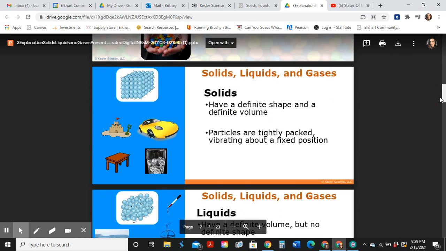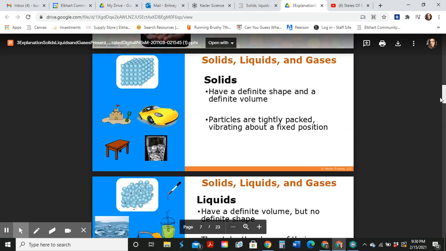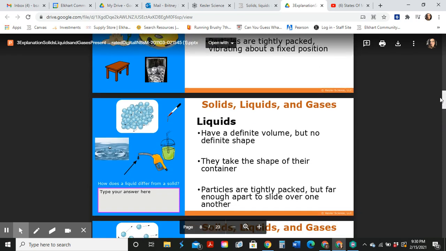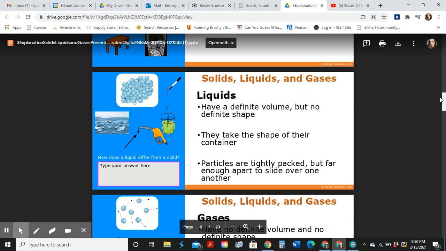Solids, liquids, and gases. Solids have a definite shape and a definite volume. Particles are tightly packed, vibrating about a fixed position. Liquids have a definite volume, but not a definite shape. They can take the shape of their container. Particles are tightly packed, but far enough apart to slide over one another.